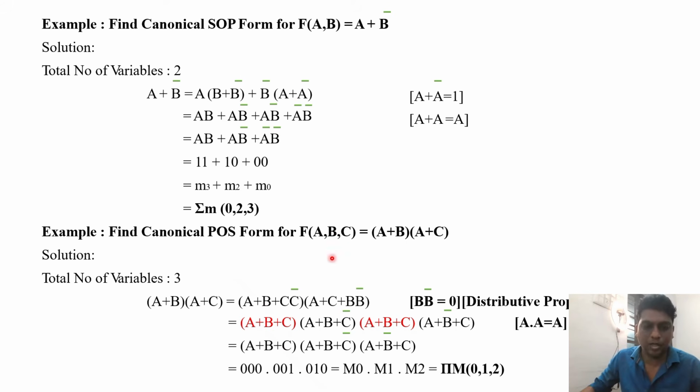Example for a POS: A plus B into A plus C. Here the missing variable is C, so plus C dot C bar. Here the missing variable is B, so B dot B bar. Same case, we simplify this, and after simplifying we get the corresponding terms. The corresponding max terms are represented.